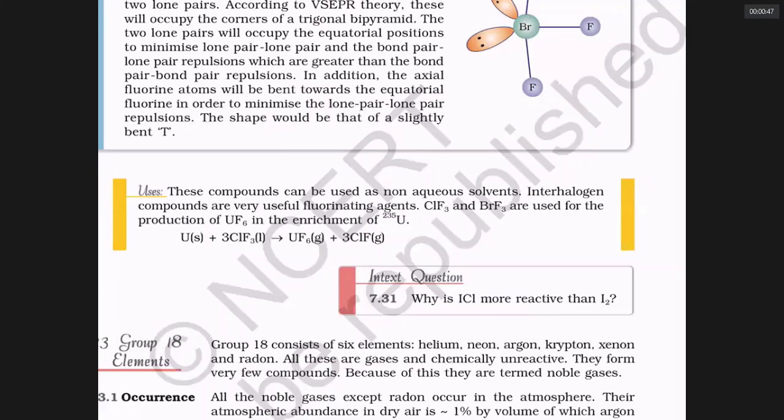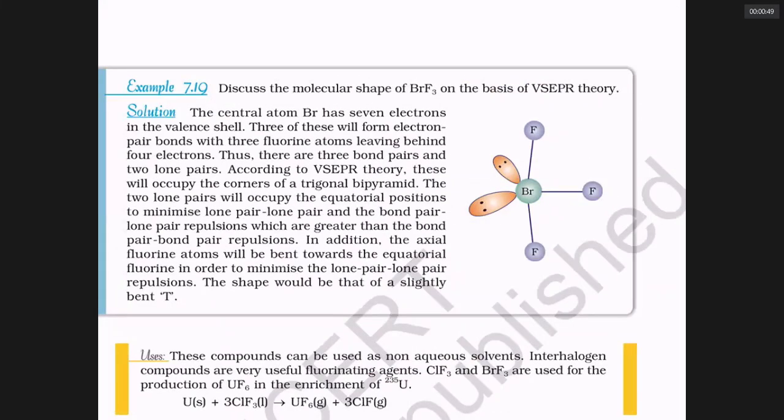The structures of interhalogen compounds are very important. What is the shape of BrF3? It is an AB3E2 type molecule, sp3d hybridization, T shape.